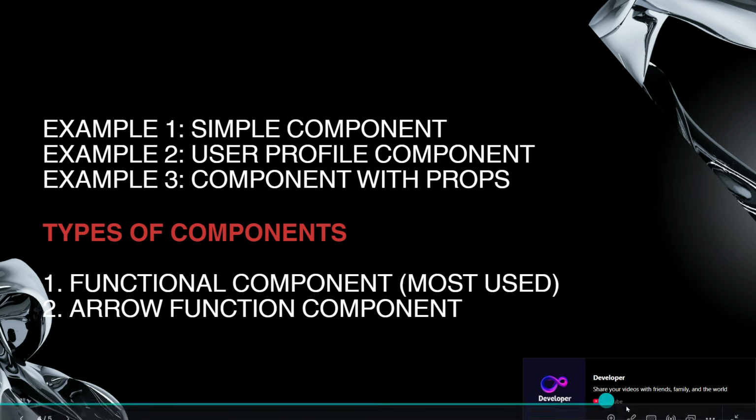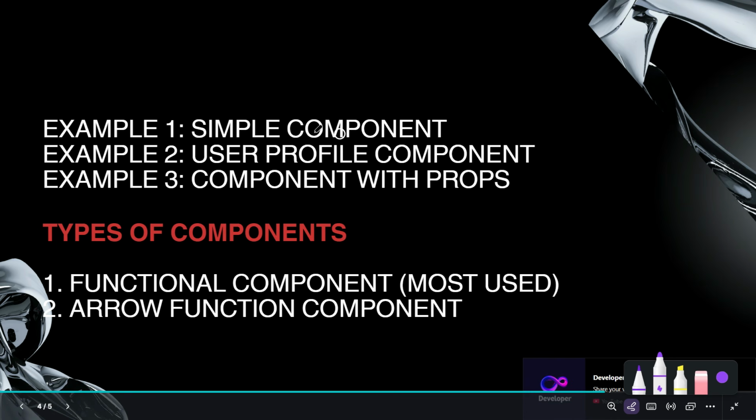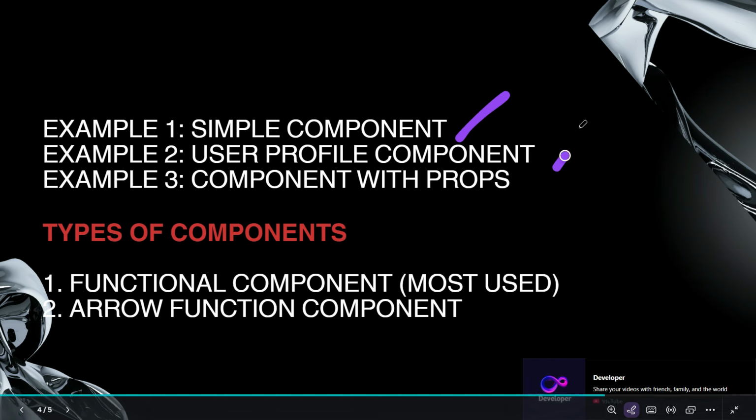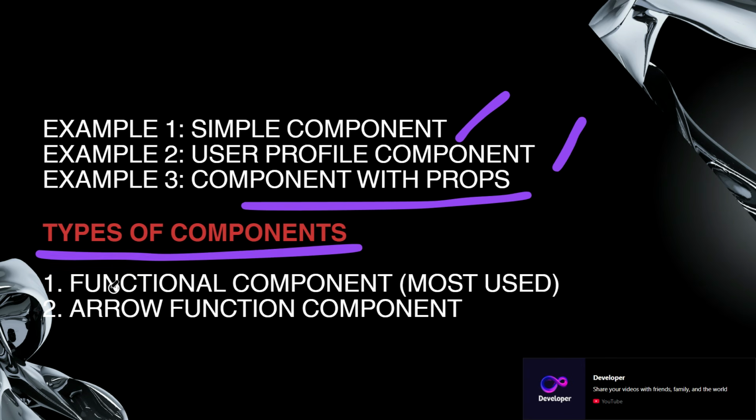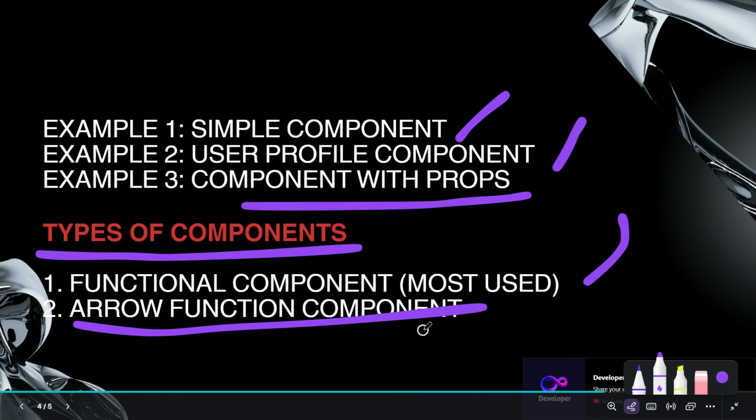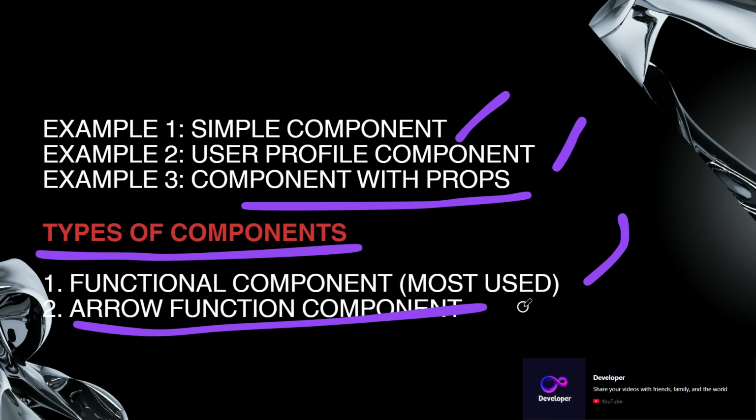Then here we will see the examples. First a simple component, then a user profile component, then a component with props, then types of components: functional component, which you must use, and then arrow function component. I am not going to explain class components. So let's open VS Code and then code.